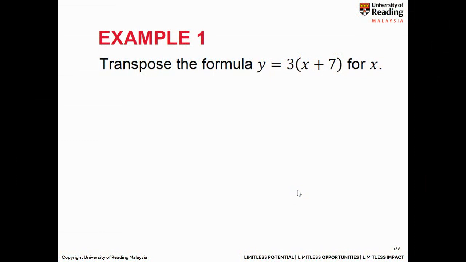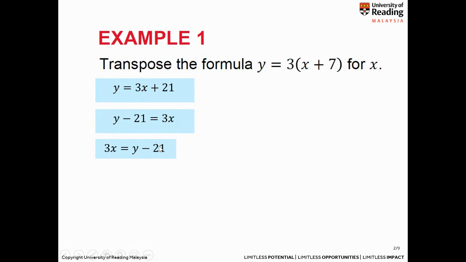So here you are given y equal to 3 bracket x plus 7. You are supposed to transpose it for x, meaning you have to make x the subject of the equation. So we shall look at the steps. It is not difficult. What you do is you expand the right hand side so that you have a 3x here. What you do next is bring the 21 over to the left hand side. So you shall get y minus 21 equal to 3x.